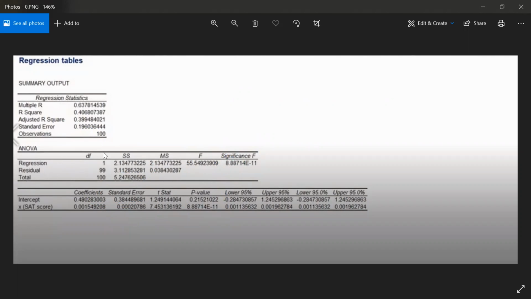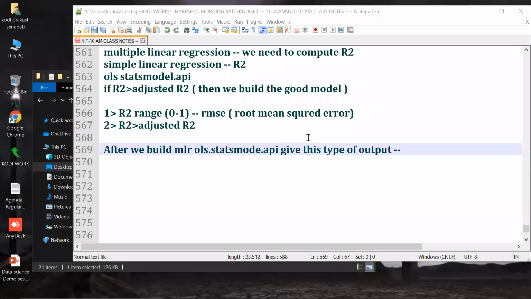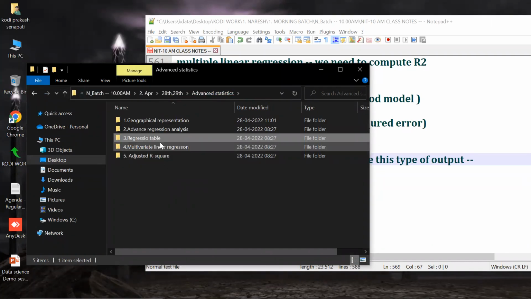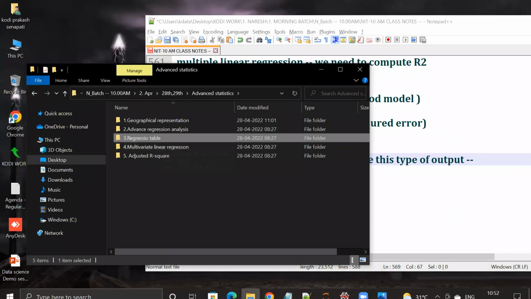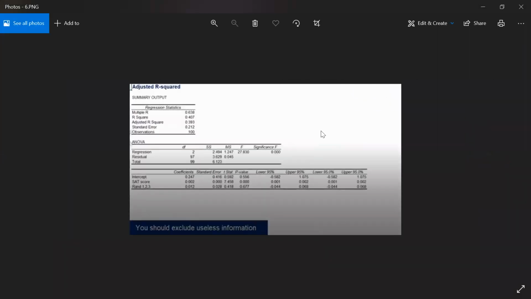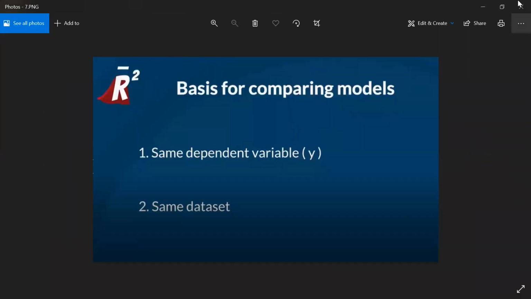Clear? In ANOVA, SS and MS are not required to figure out all these things. The main important part is the coefficients. Each and every variable has coefficients, and t statistics, p-value, and all those things, guys. When we build it practically, it should be very interesting, guys. And I hope you understand. Understood or not up to this part? Yes. Regression table we are clear, multiple linear regression we are clear, simple linear regression clear. That's not required. This is quite good enough to head towards our machine learning part.